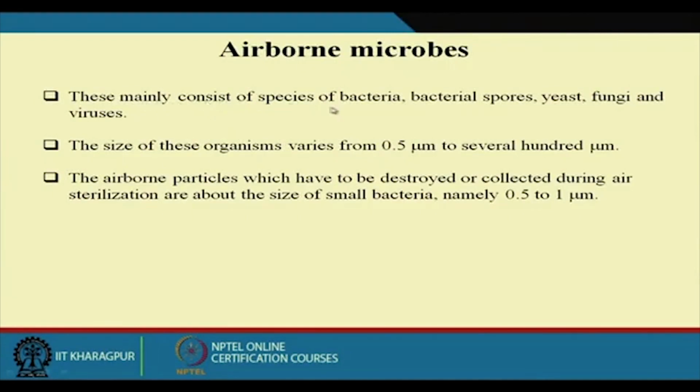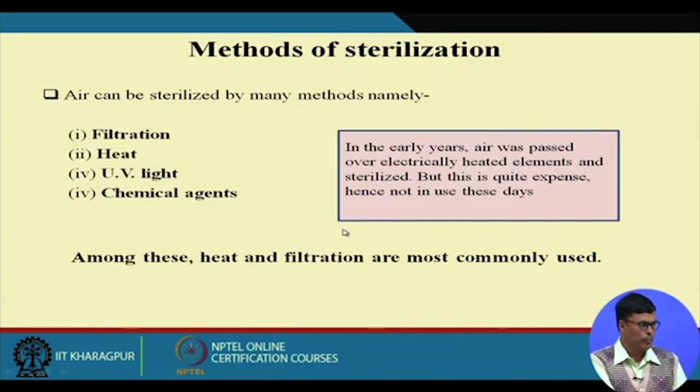This mainly consists of species of bacteria, bacterial spores, yeast, fungi and viruses. The size of these organisms varies from 0.5 to several hundred microns. The airborne particles which have to be destroyed or collected during air sterilization are about the size of small bacteria, namely 0.5 to 1 microns.